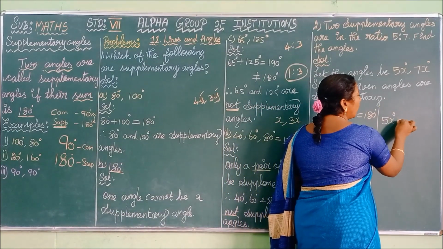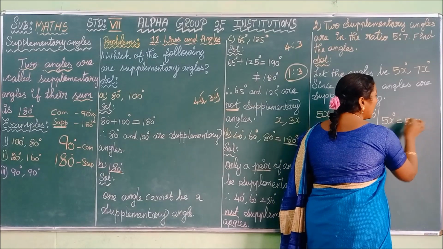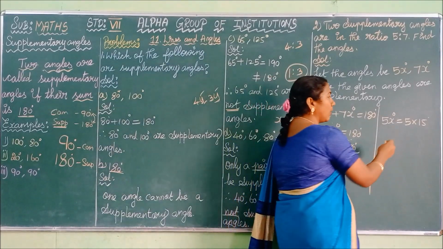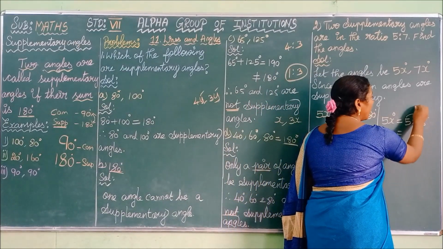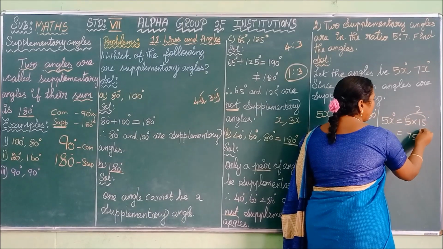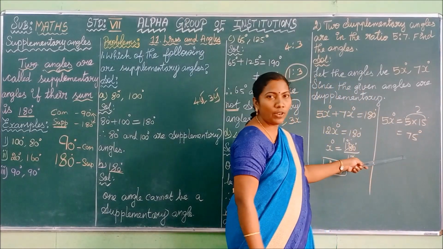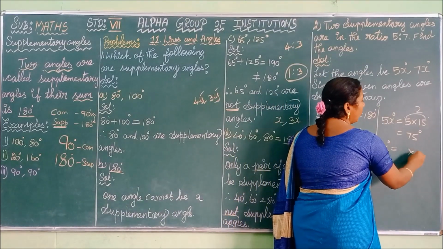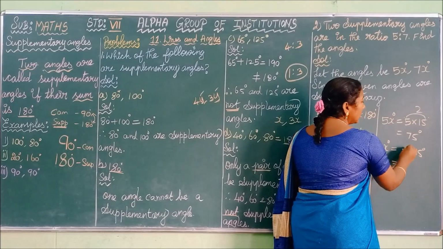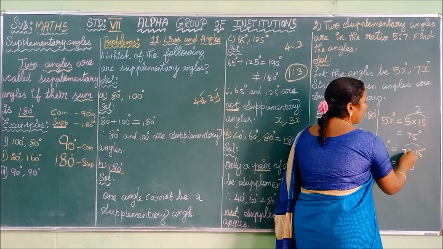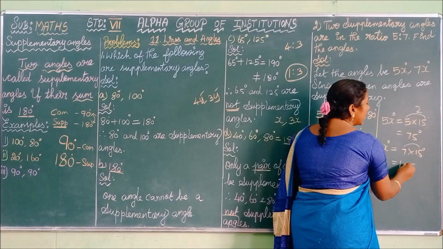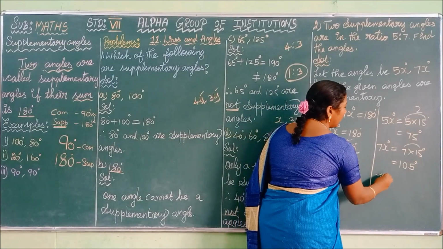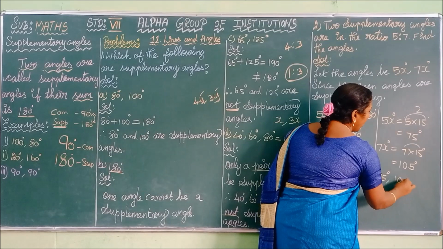5x equal to, you have to multiply the value of x by 5. So what is the value of x? 15 degrees. So we have to multiply 15 degrees by 5. 5 fives are 25. Remember the 2. 1 five is 5. 5 plus 2, 7. So the 5x value is 75 degrees. The next angle is 7x. So you have to multiply the value of x by 7. 7 fives are 35. Remember 3. 1 seven is 7. 7 plus 3, 10. So the other angle is 105 degrees. So what are the two angles? 75 degrees and 105 degrees.